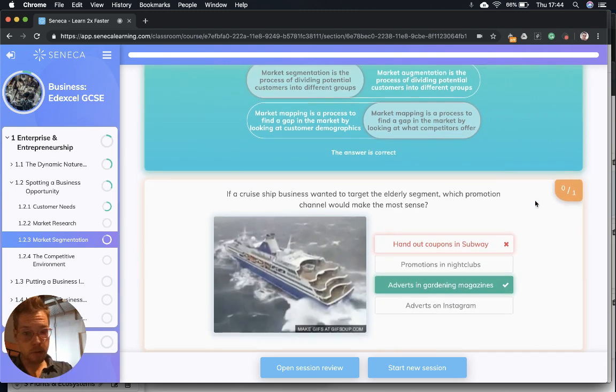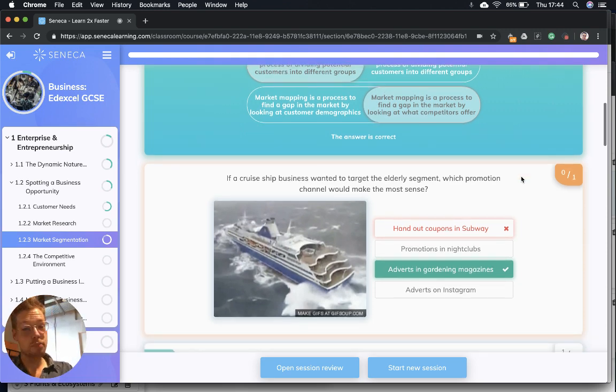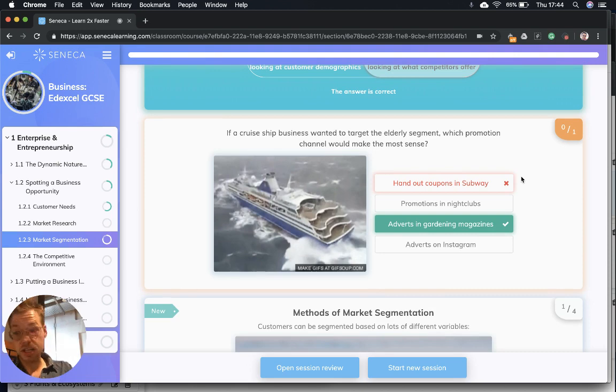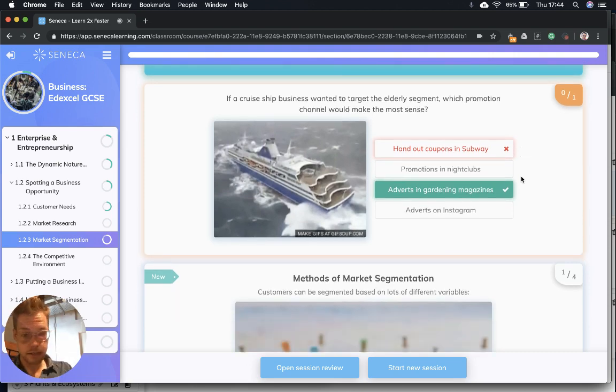So let's do an example. If a cruise ship business wanted to target the elderly segment, what promotional channel might they use? Would they promote in nightclubs? Adverts on Instagram? Probably not. They're probably advertising in something like a gardening magazine or something like that.